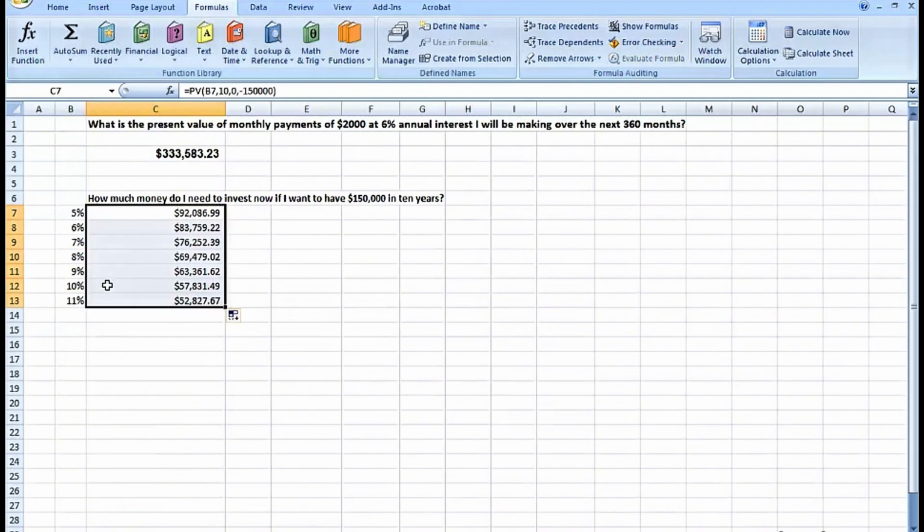If we're confident we can get 10%, then this would be our starting point. This is how much money we need to invest if we're going to get 10% to have $150,000 in 10 years. So here's some valuable uses of the present value. That's the PV function in Excel.